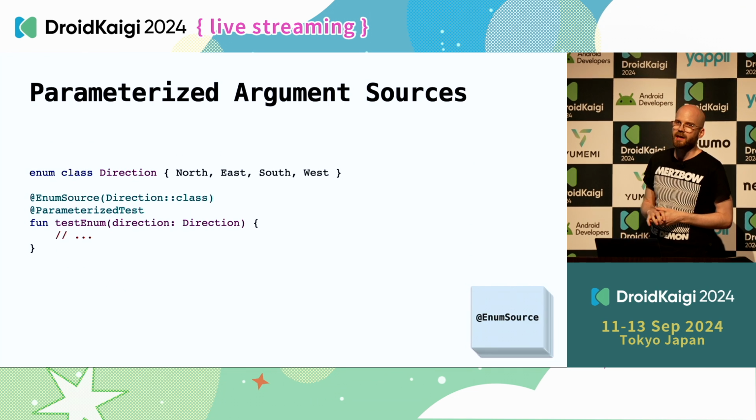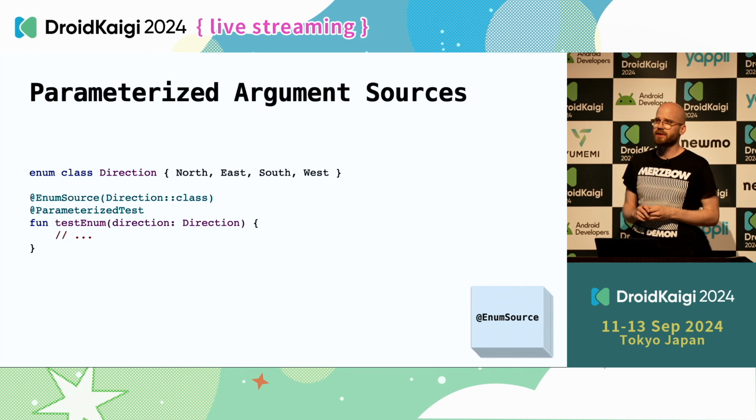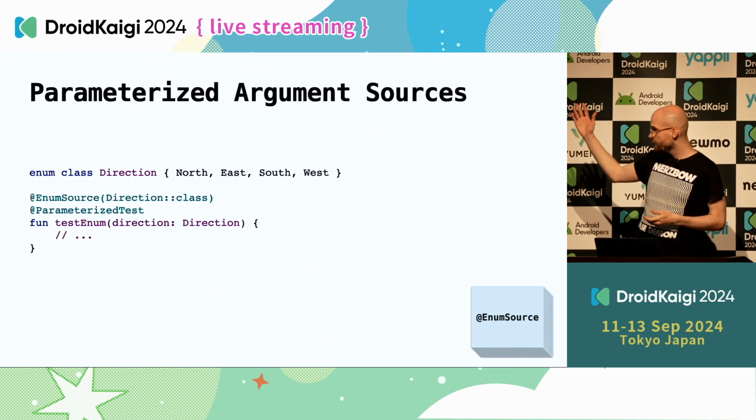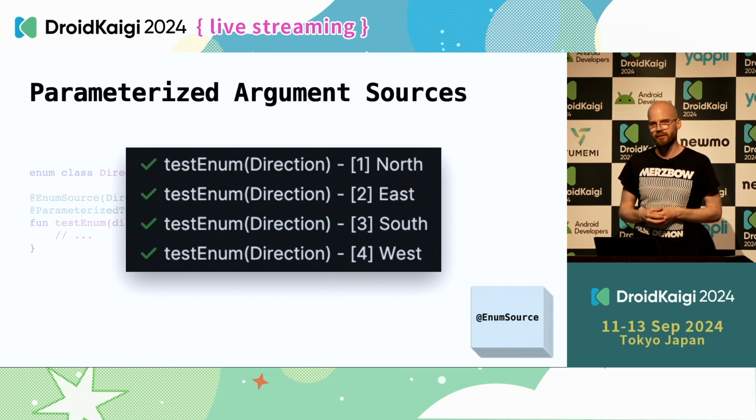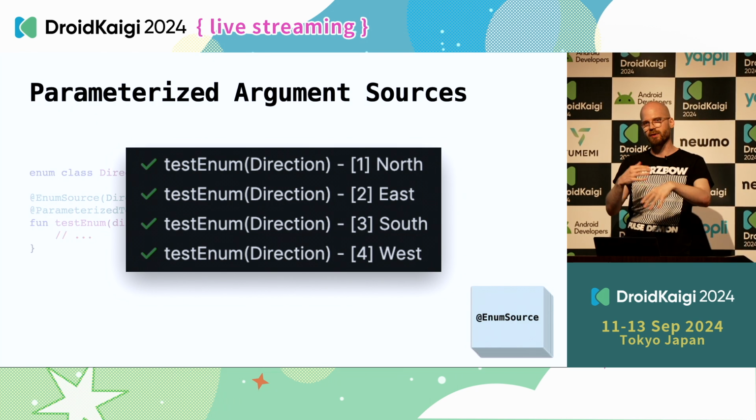Okay, next one. If you have an enum and you want to test something for all values of the enum, you can use enum source. If you make a declaration like this, you get 4 cases because there's 4 directions. So the same method generates 4 cases.